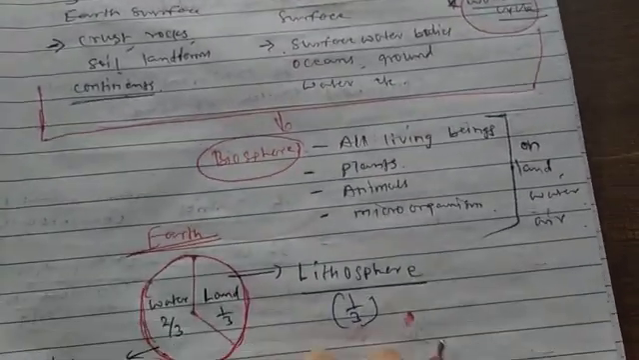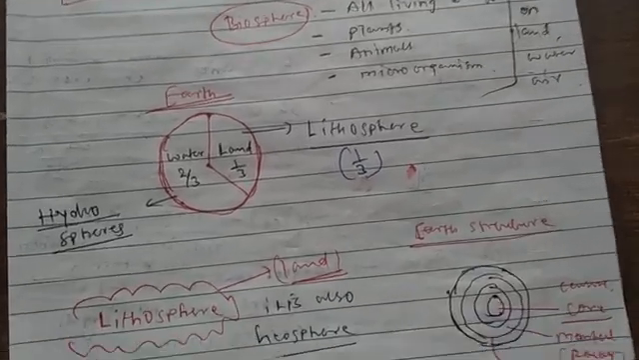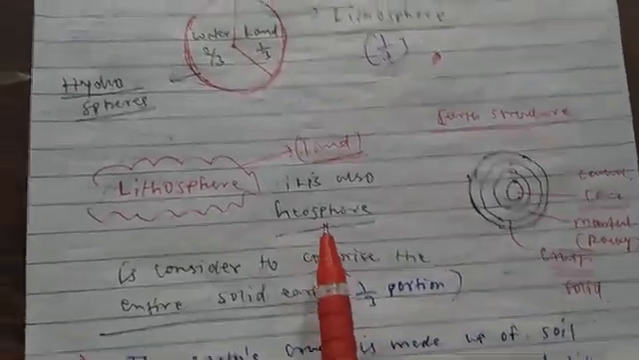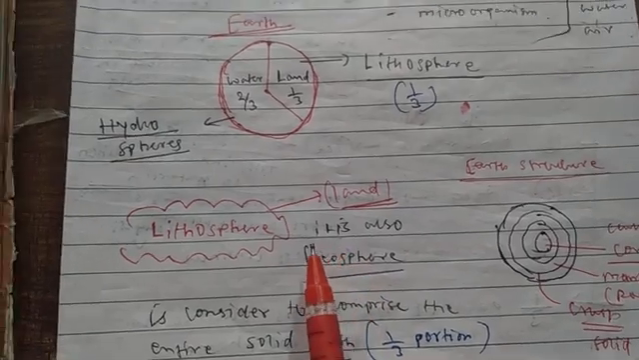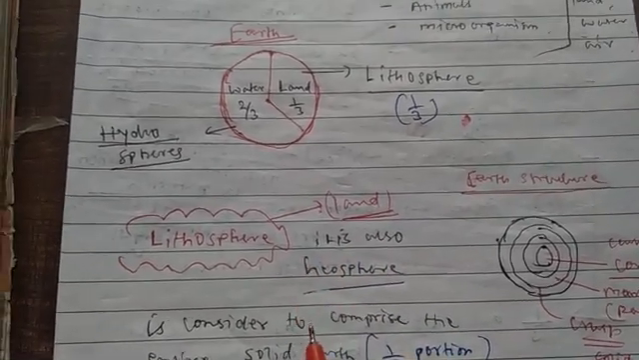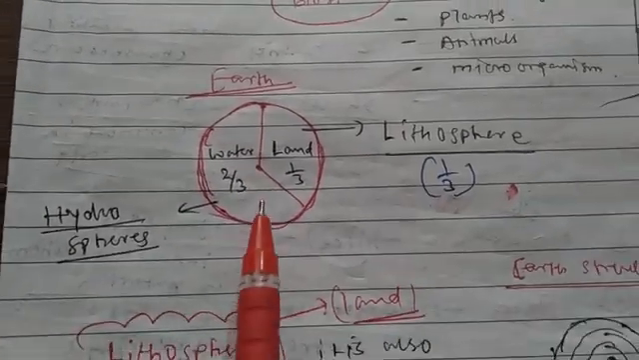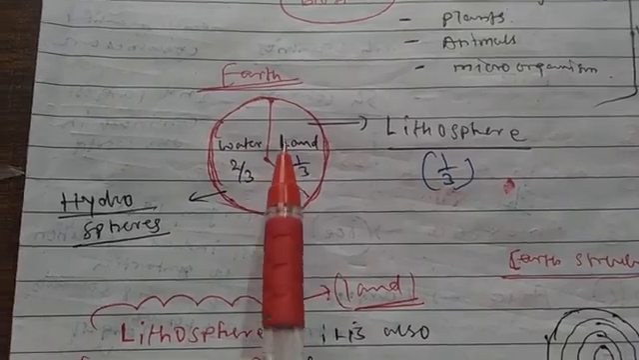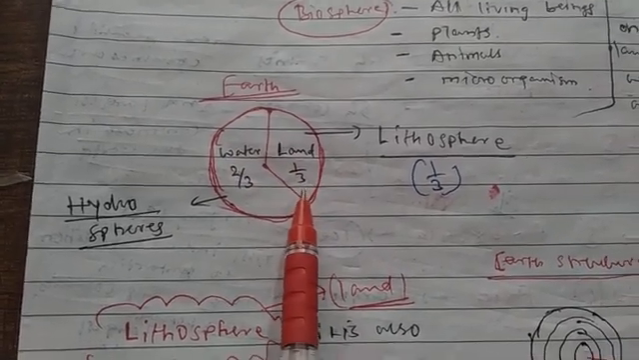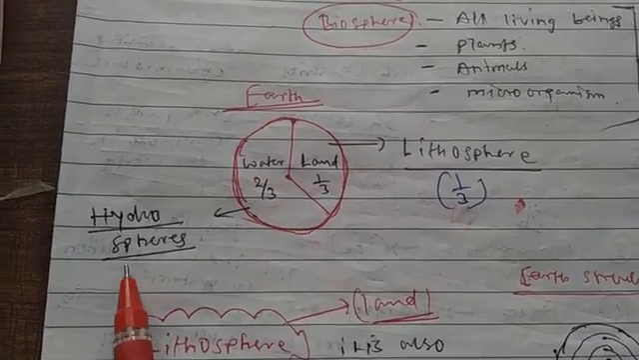One by one we will see exactly what is meant by the lithosphere. The lithosphere, also called the geosphere, is the portion of land. How much land is on the earth? Now I will show you a picture. Overall, if you see the earth, the 1/3 part of land is called the lithosphere, and the 2/3 part of water is called the hydrosphere.